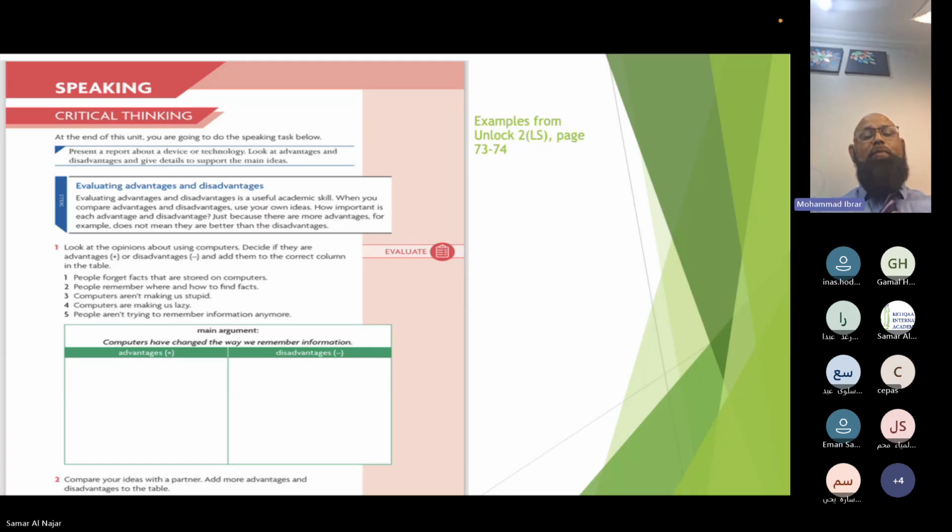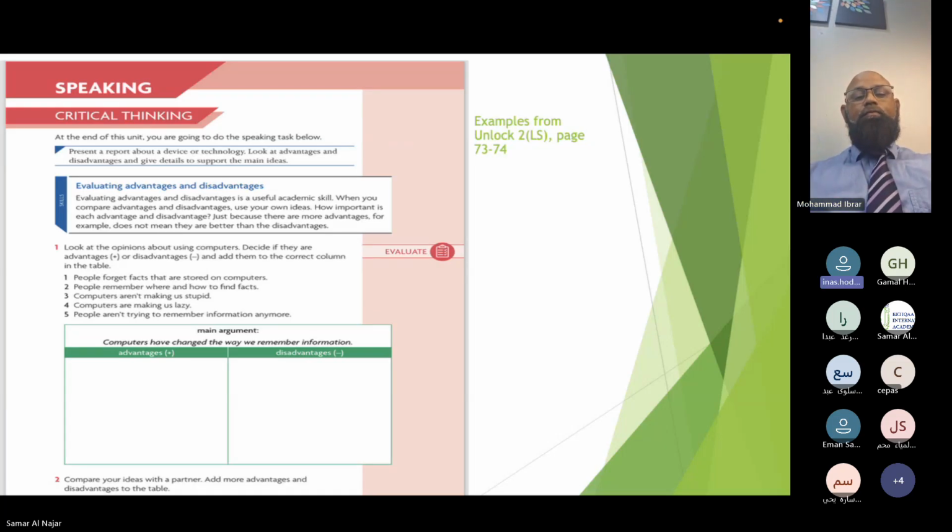Then maybe as you can see the next question: computers have changed the way we remember information. Now the advantages, disadvantages. Now students have to come up with ideas. You have already trained them how to think. Now they have to think on their own. So from controlled practice, now they are moving to freer practice. They're trying to produce something on their own. Yeah, argument, counter argument, exactly.